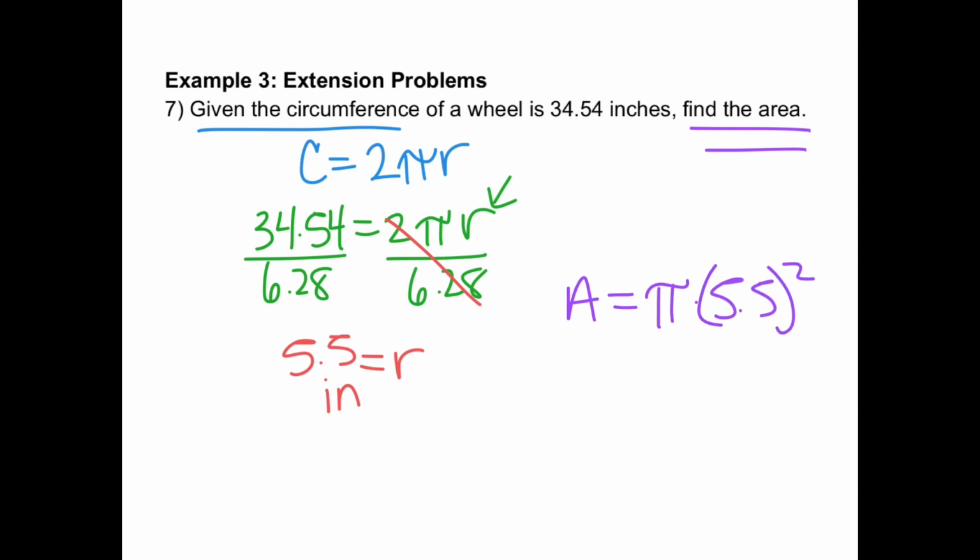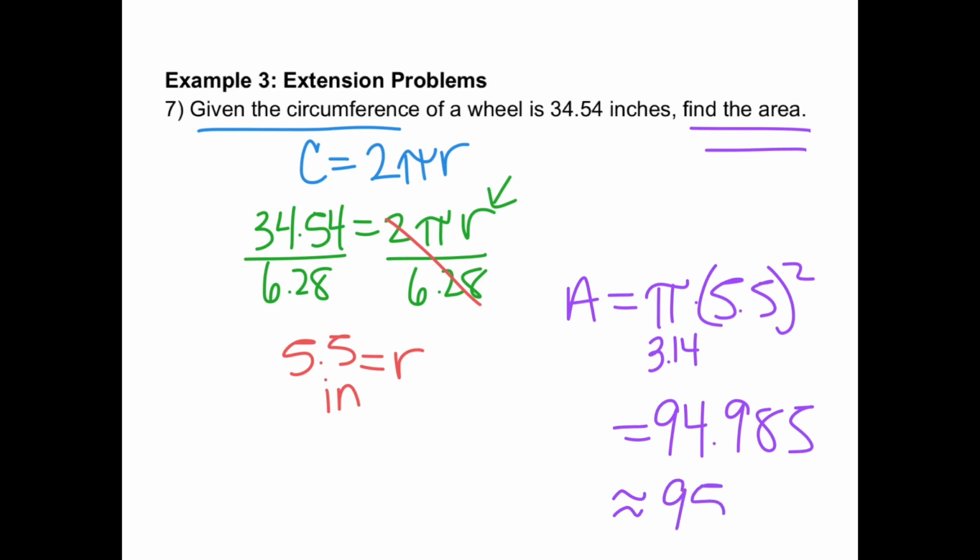And just to be consistent, I am going to use the 3.14 instead of the pi symbol, again just for consistency in the problem. So, 94.99, actually, it's 95. And maybe even just say approximately 95 inches squared, or 95 square inches.